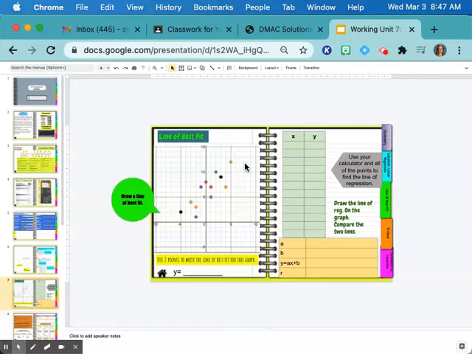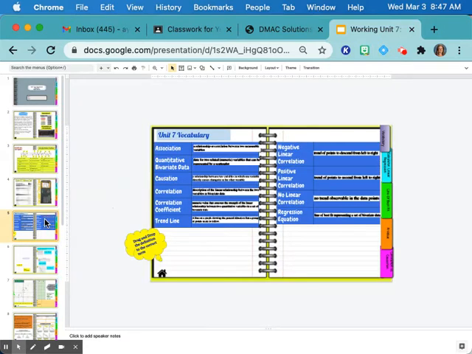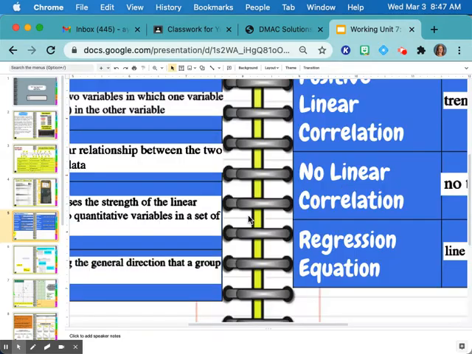We are completing slides 7, 8, and 9 today. So let's look at the left side. It tells us line of best fit. Draw a line of best fit. Do y'all remember what the line of best fit is? It's also called your trend line. Let me zoom in on that vocab.